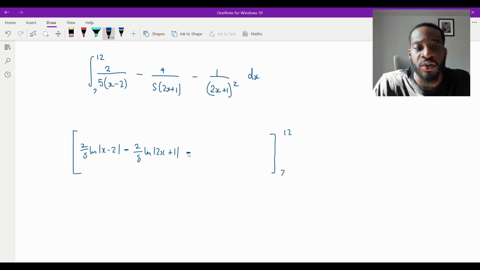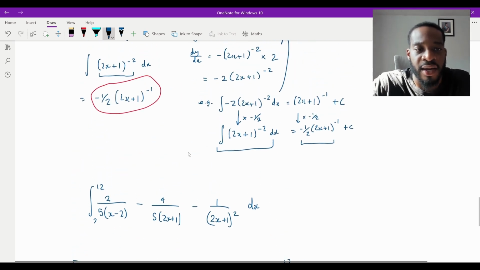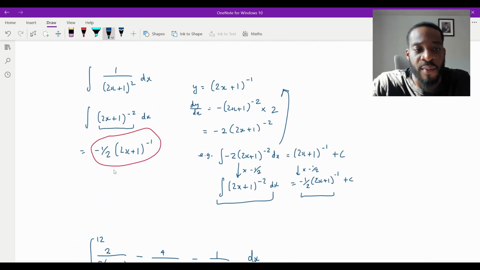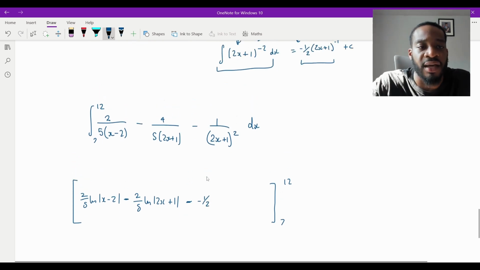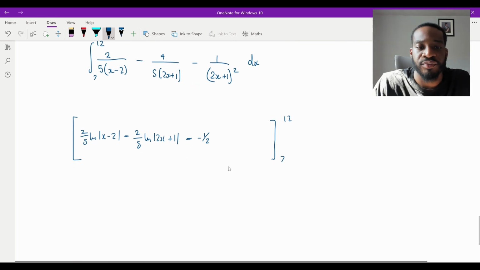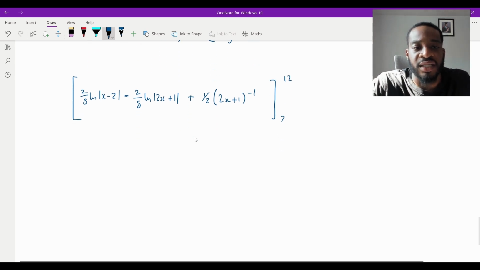And then the last one, I didn't include the minus. I just integrated it without the minus. I got this answer here. So when I put that in there, it's going to be another minus a half, and then it's going to be (2x plus 1) to the minus 1. Perfect. And obviously these two minuses now, I can actually make a plus, can't I? So I can write a plus instead. Perfect. Now, we need to evaluate this.